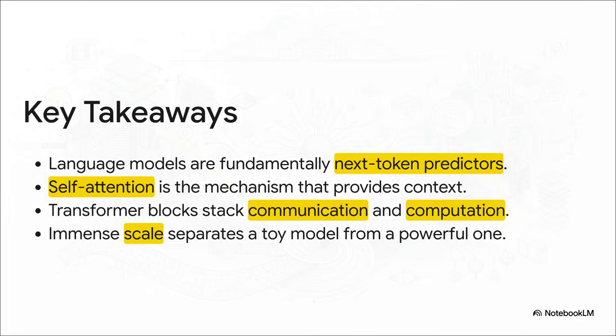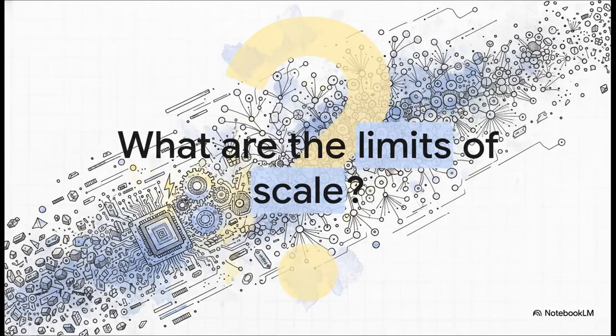Okay, so let's just pull this all together. At their absolute heart, these incredible models are simply next token prediction engines. The secret sauce that gives them context is that self-attention mechanism. That mechanism gets packaged into transformer blocks that basically let the model alternate between talking and thinking. And finally, the amazing things we see them do today, that's a direct result of applying this same architecture at an almost unimaginable scale. When you boil it all down, the core ideas are actually surprisingly simple and elegant.